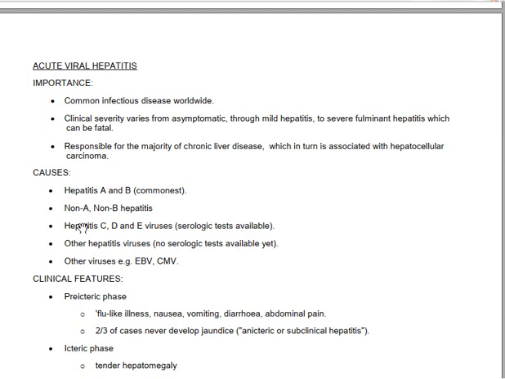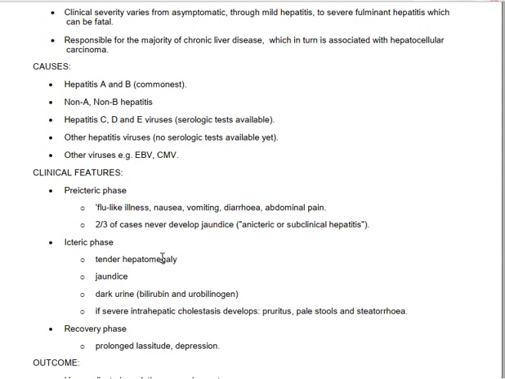And now the next one is that other viruses can also be involved, like Epstein-Barr virus and cytomegalovirus. Now, the clinical features of hepatitis are generally divided into 3 phases. You have the pre-icteric phase, where you have flu-like symptoms like nausea, vomiting, diarrhea, abdominal pain.